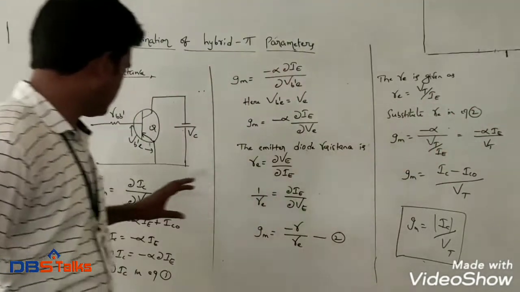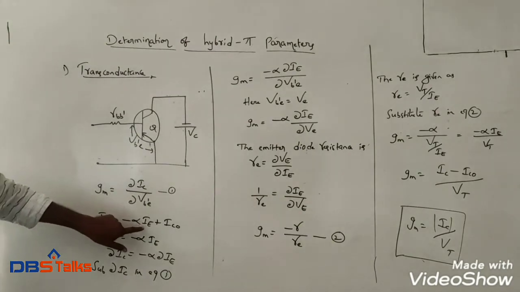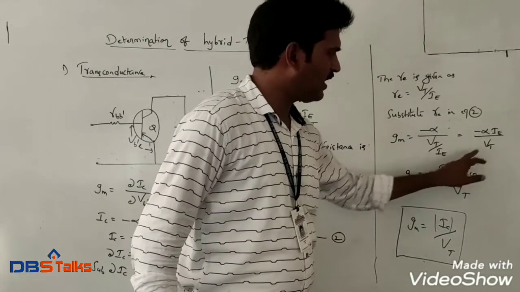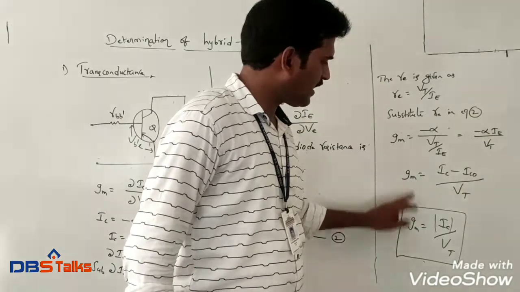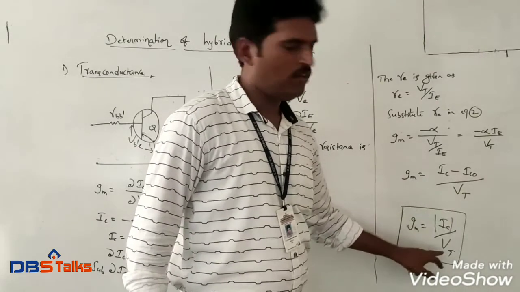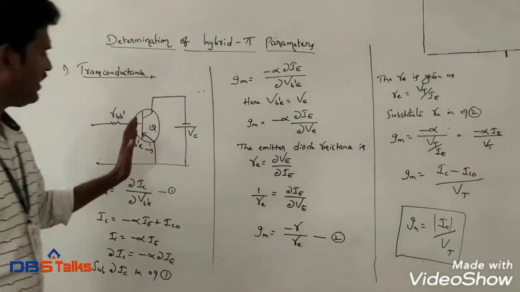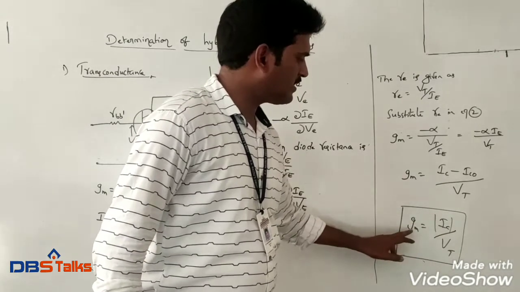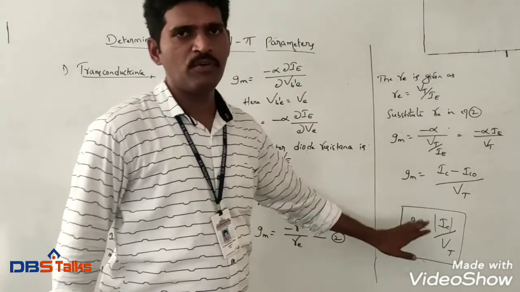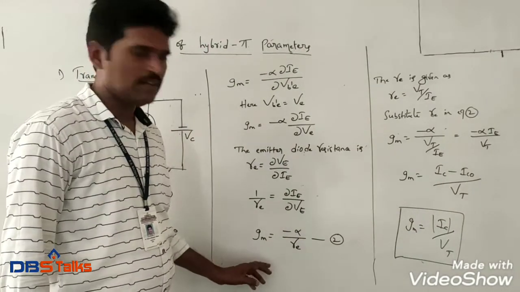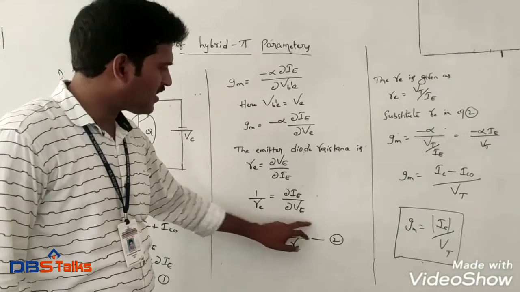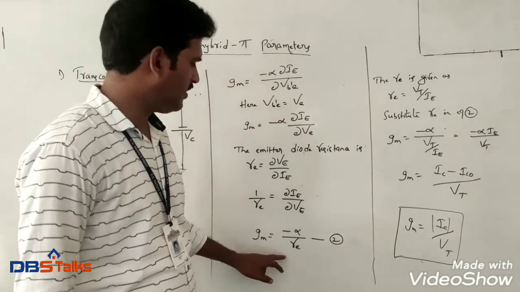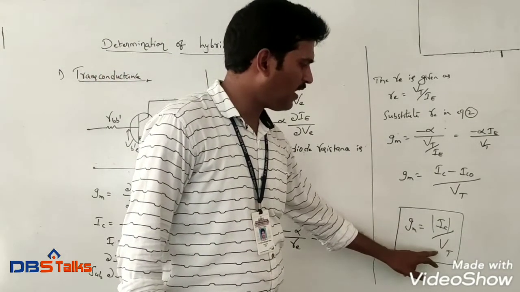Minus alpha IE is nothing but IC minus ICO. So gm equals IC minus ICO by VT. Here we can neglect ICO. So finally we get the transconductance gm equals IC by VT. The mod indicates that for an NPN transistor we would have the opposite sign, so that's why we are taking the mod. So if you substitute this in the equation, gm becomes minus alpha by RE, and finally we get gm equals mod IC by VT.